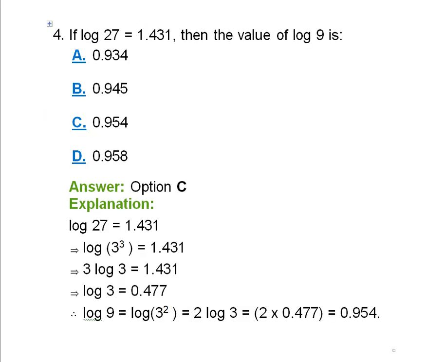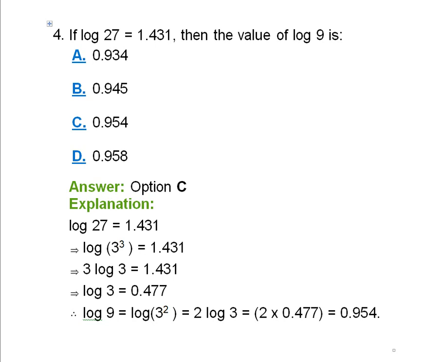If log 27 equals 1.431, then the value of log 9 is, okay, so we know the value of log 27. Log 27 can be written as log 3 raised to the power 3, and that will be written as 3 log 3, which is 1.431. So here this 3 can go to the division by cross multiplication. So log 3 is equal to 0.477. Now we have to calculate the value of log 9. So log 9 can be written as log 3 raised to the power 2, which can be written as 2 log 3. You know the value of log 3, it has been calculated here. So you will simply put the value of log 3, that is 2 into 0.477. So the answer is 0.954.